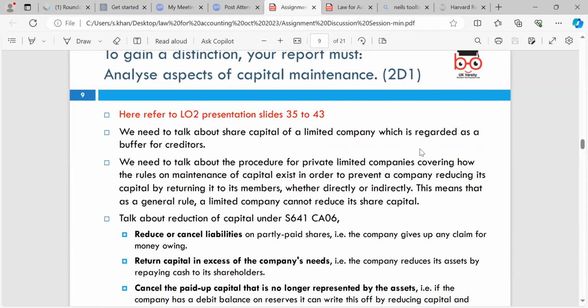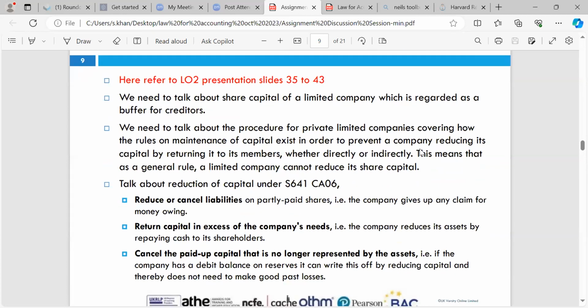Do you all understand? This is extension activities. So you'll do task 1, the two bits, and then you would put a heading if you want to do this one. It's to analyze aspects of capital maintenance 2D1. Then the person marking it will know that you've done the distinction activity. Okay, so that's only if you want to get a distinction. The top bits are for pass. Okay. Is that okay with everyone?